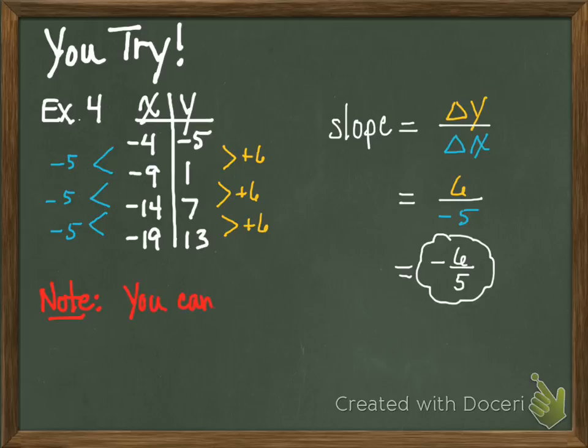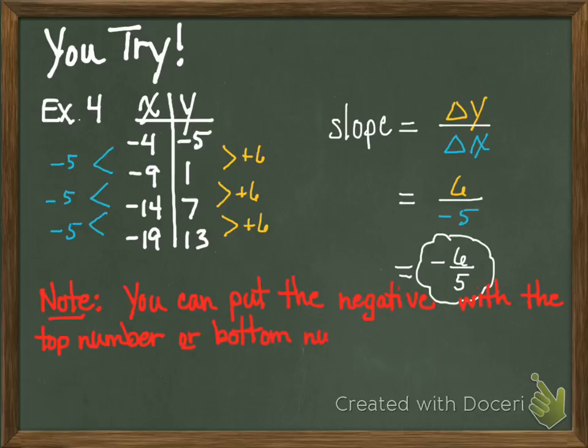By the way, I want you to understand that I'm saying the slope is down 6, right 5. That's not to say that we can't put the negative with the 5 instead and say it's up 6, left 5. So keep in mind, you can put the negative sign with the top number or with the bottom number, but don't put it on both, because if you put it on both, it changes the value of the slope.